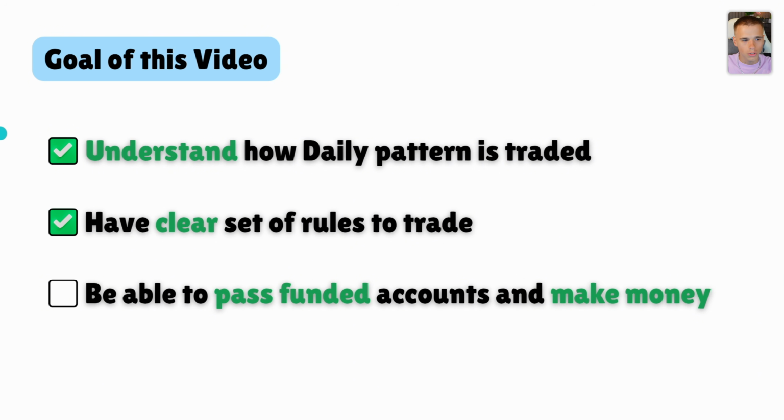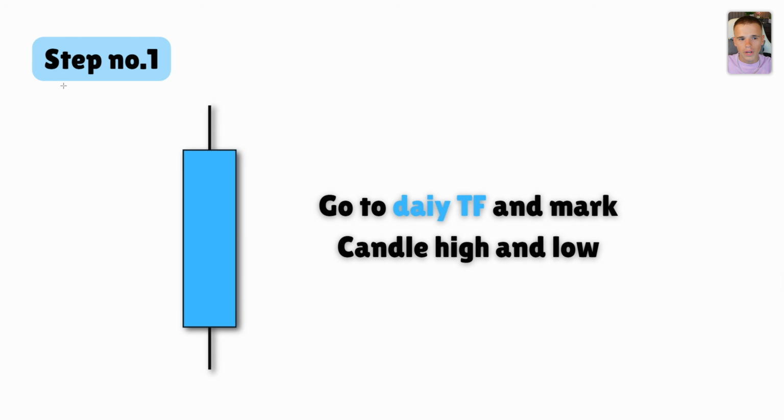The second one is going to be to have a clear set of rules to trade, because we actually want to just react based on rules, not to actually think about whether we should enter or whether we should not. So we want to have a clear set of rules so we know what to do. Then the third one is going to be able to actually pass the funded accounts and to actually make money. So let's get right into the steps.